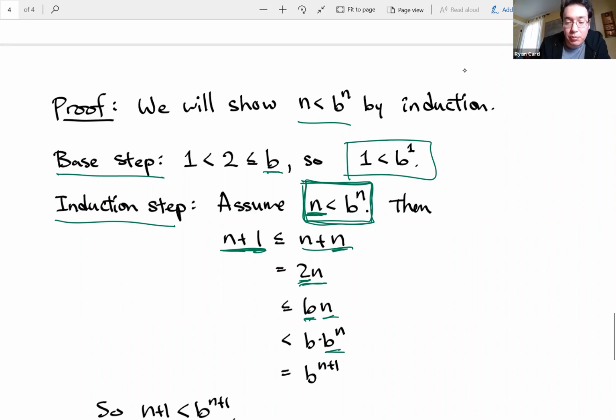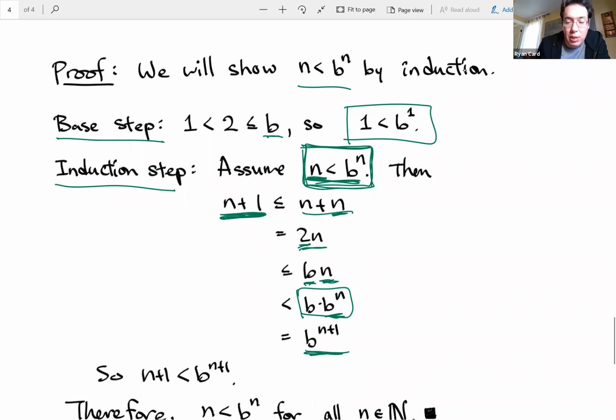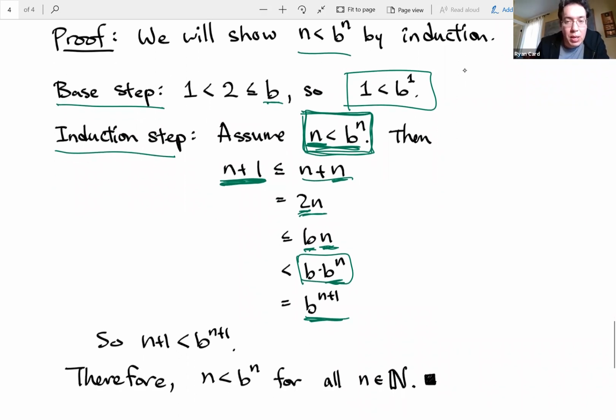You could get it by taking this inequality and multiplying both sides by the positive number b, and then you'll get exactly this. And then b times b to the nth power is the same thing as b to the n plus 1, just adding the exponents together. This chain of inequalities gives you that n plus 1 is strictly less than b to the n plus 1. So I proved a similar formula for the case of n plus 1. We've done the base step, we've done the induction step. Now we know that this inequality holds for all n.